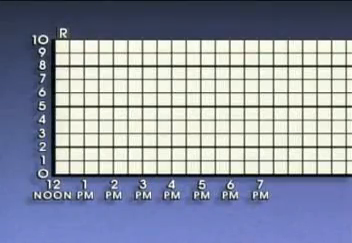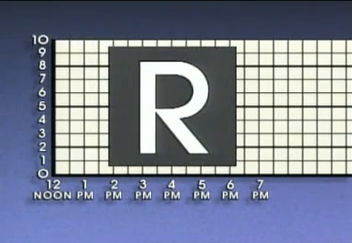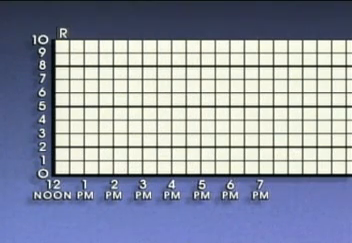This is a typical R chart. R stands for range, and an R chart indicates the range of the variable being measured. Range is basically the difference between the highest value and the lowest value in a sample group.